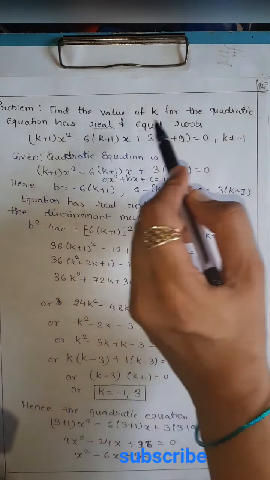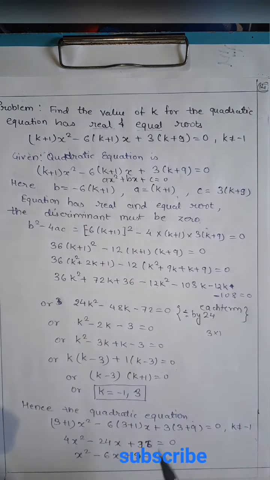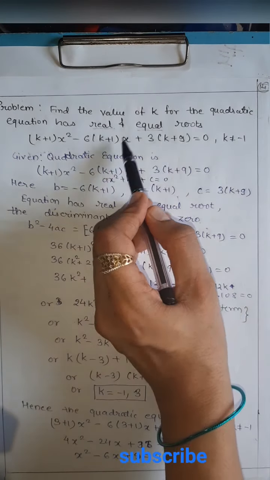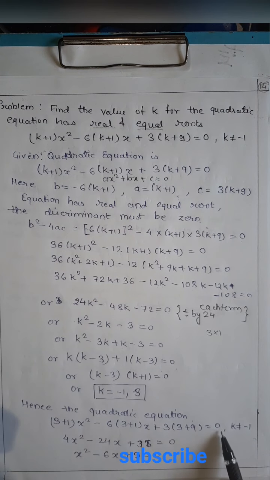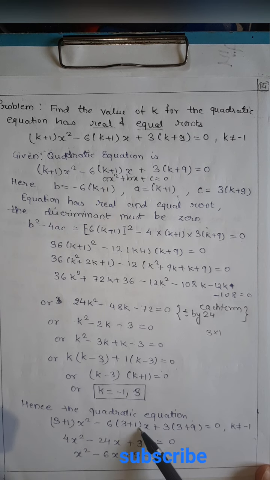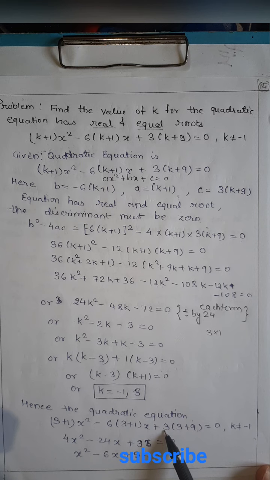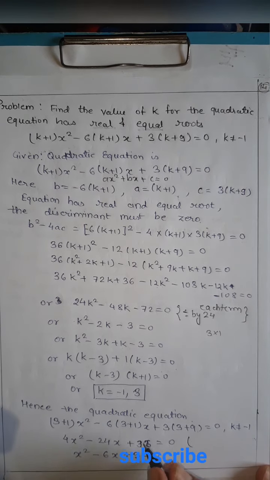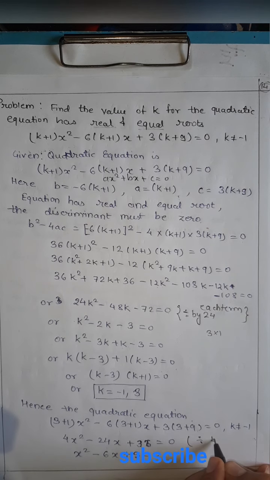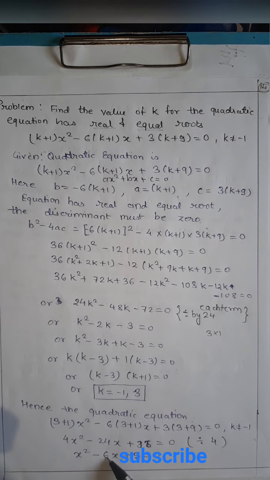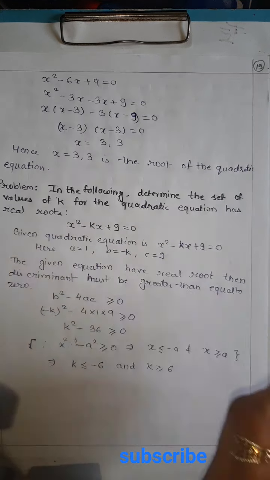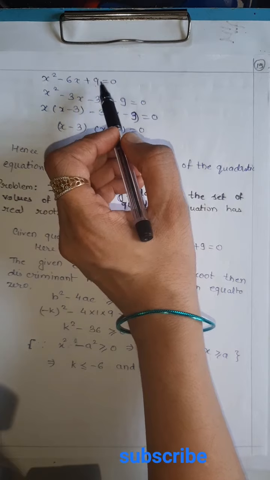On substituting the value of k in the given equation, what will we get? 3 plus 1, 3 plus 1, 3 plus 9. On substituting, we get the equation of this form. On simplifying, 3 plus 1 is 4x square, 3 plus 1 is 4, 6 into 4 is 24, 3 plus 9 is 12, into 3 is 36. So we get the equation 4x square minus 24x plus 36 equals 0. Each term is a multiple of 4. On dividing each term by 4, we get x square minus 6x plus 9 equals 0.